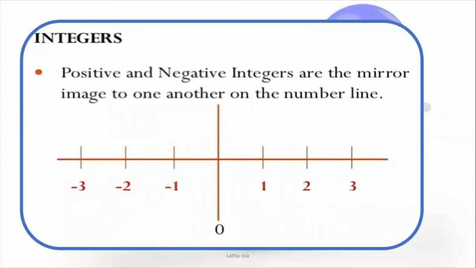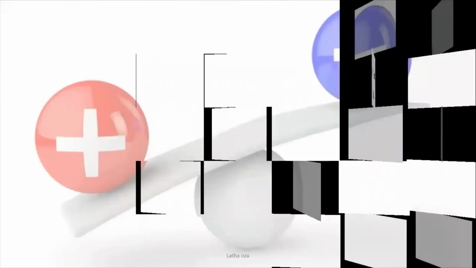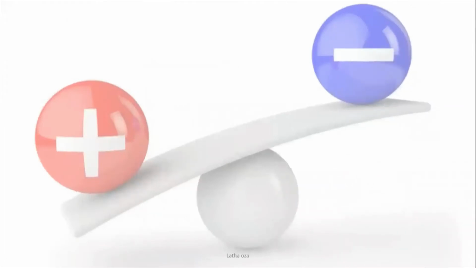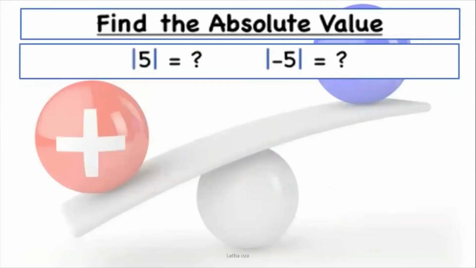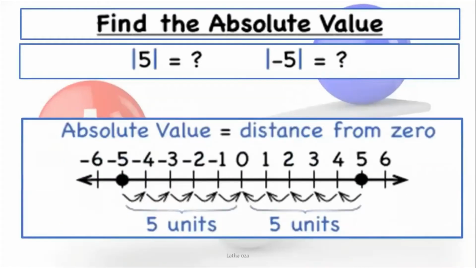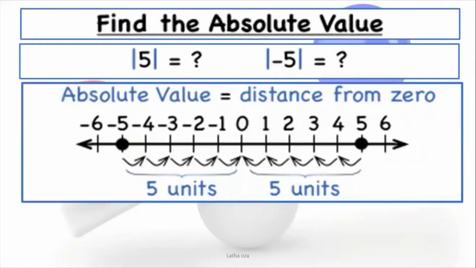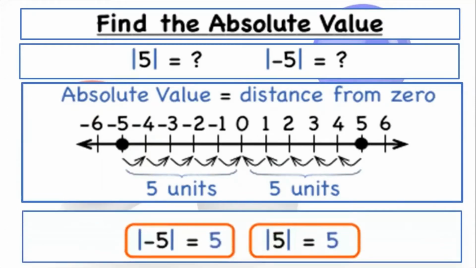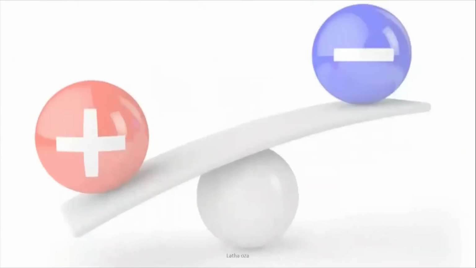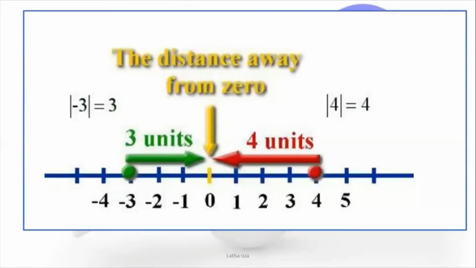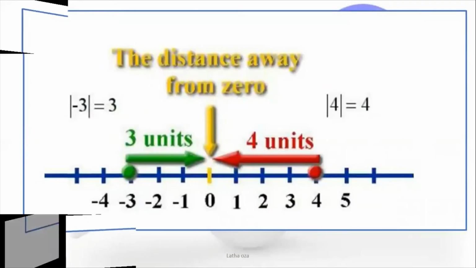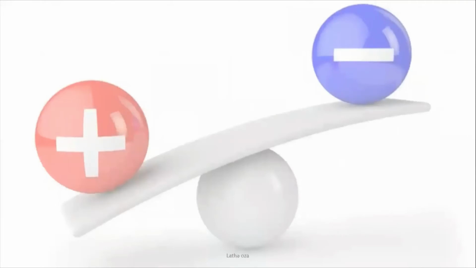Positive and negative integers are mirror images of one another on the number line. When we talk about absolute value, for example 5 and -5, they are at equal distance from 0. When we consider 0 to +5 and 0 to -5, the absolute value of -5 is equal to 5. A few more examples: the absolute value of -3 is 3 and of -4 is 4.